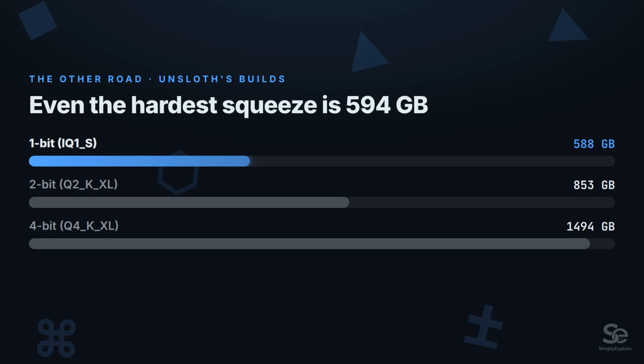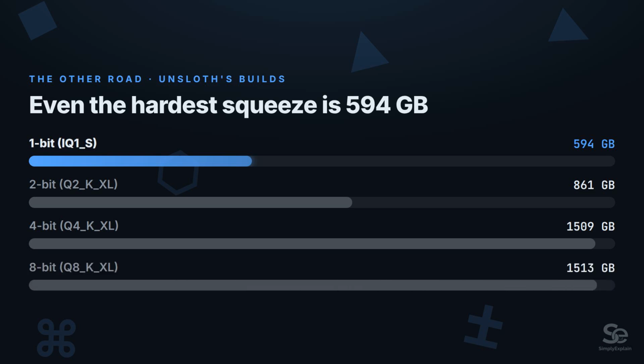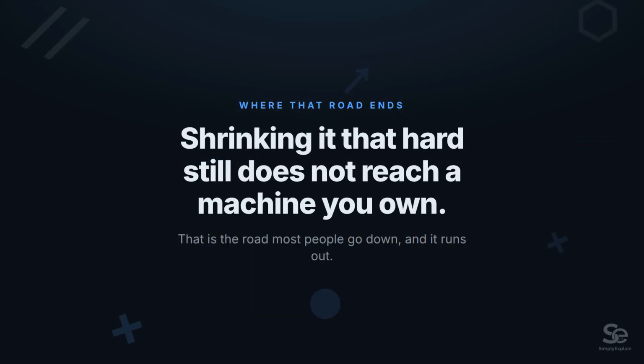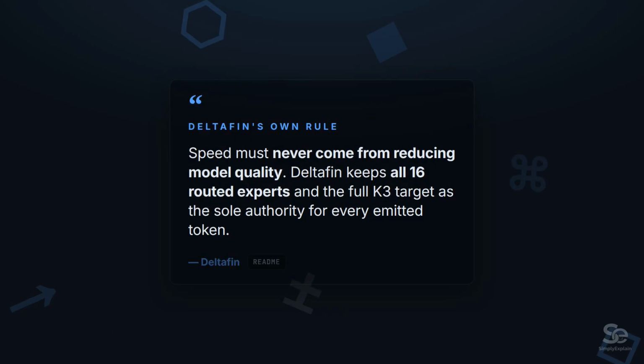The normal way to run something too big is to shrink it. Unsloth published a ladder of squeezed builds. The smallest is 594 gigabytes. The rest climb back toward the original. Shrinking it that hard still does not get you to a machine you own. That is the road most people go down, and it runs out. Deltafin takes the other road.